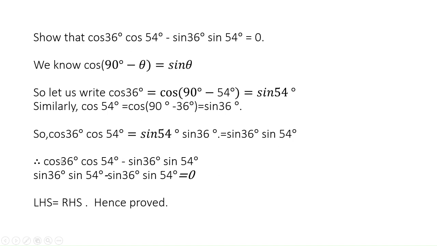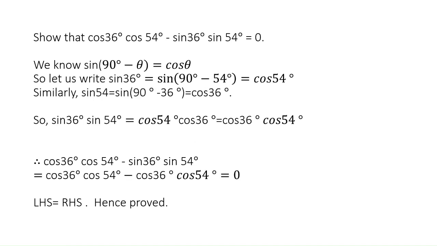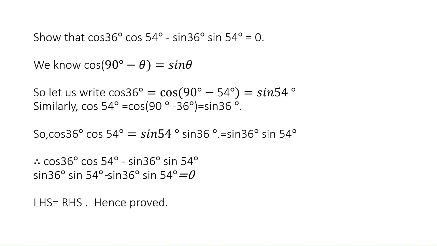Therefore cos 36 cos 54 minus sin 36 sin 54 becomes sin 36 sin 54 minus sin 36 sin 54, which is nothing but 0. All the terms get cancelled, so it is nothing but 0. So LHS is equal to RHS. It is proved. To prove this, we have just used two simple trigonometric identities. What are they? One is cos(90 minus theta) is equal to sin theta, and sin(90 minus theta) is equal to cos theta. We can prove it in either way.